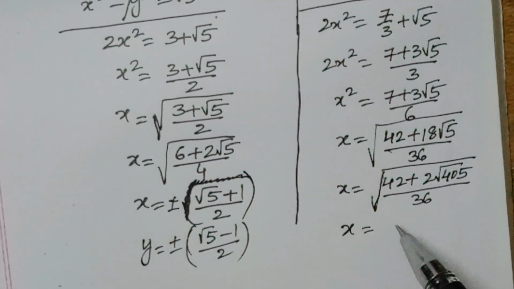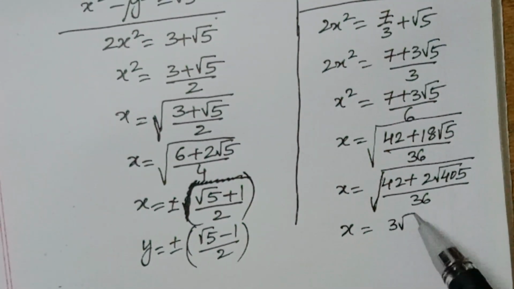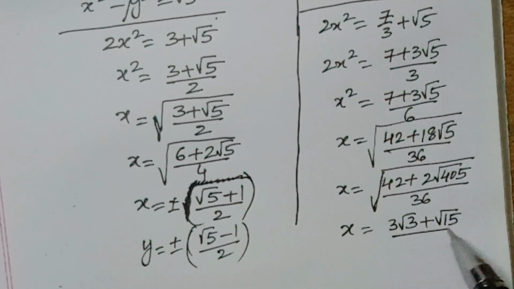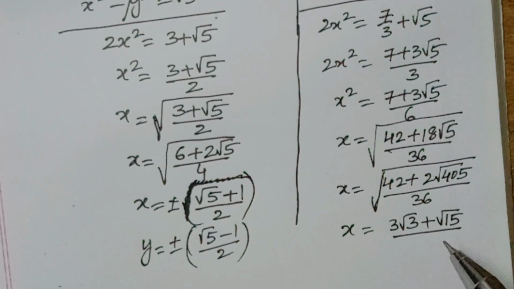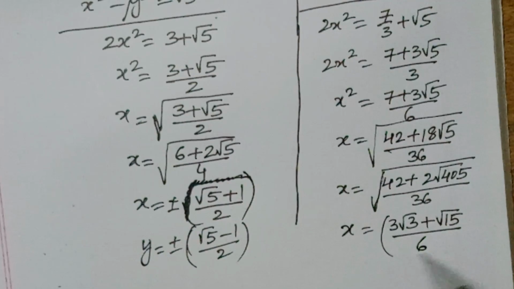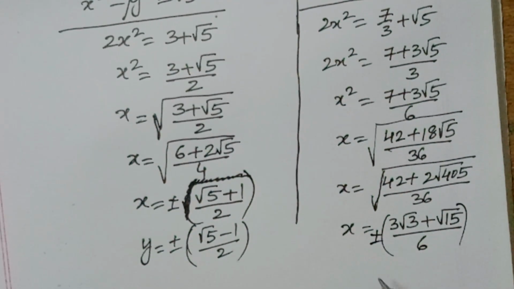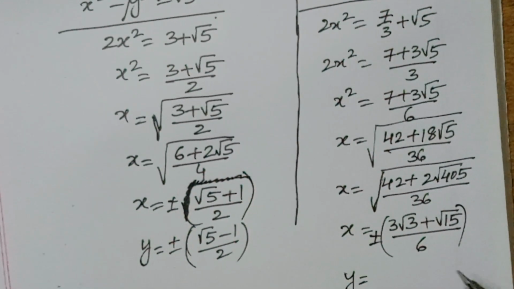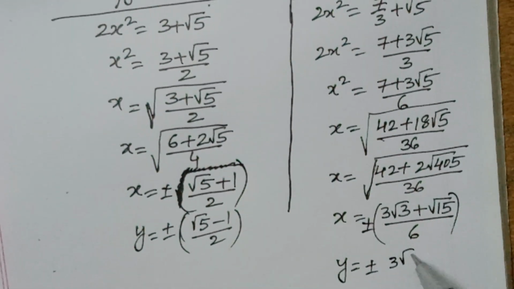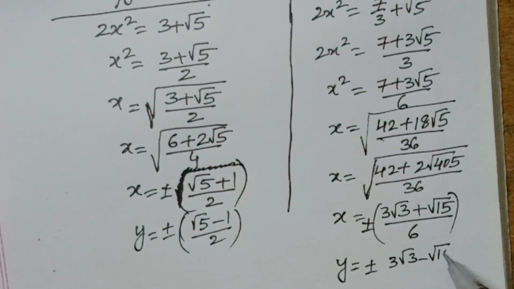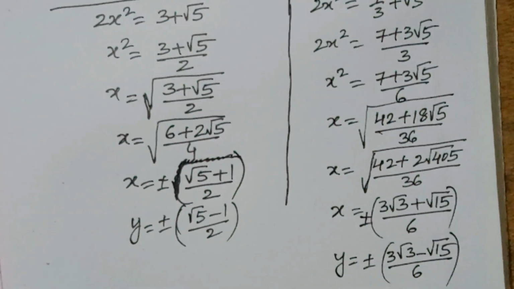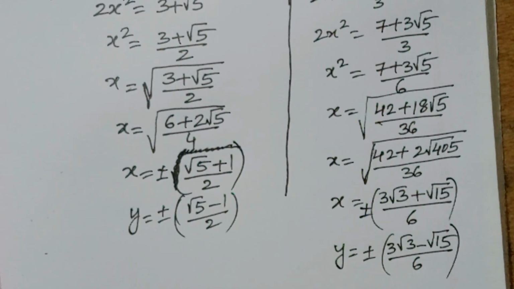x is equal to (3 root 3 plus root 15) by 6. So this is the value we are getting. So y will be conjugate to this. y will be plus or minus (3 root 3 minus root 15) by 6. So these are the possible values of x and y.